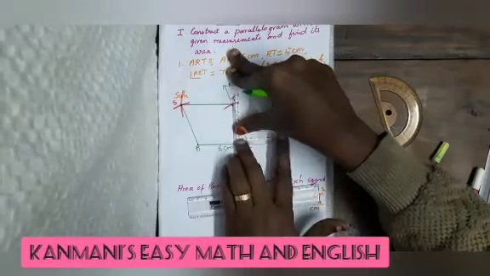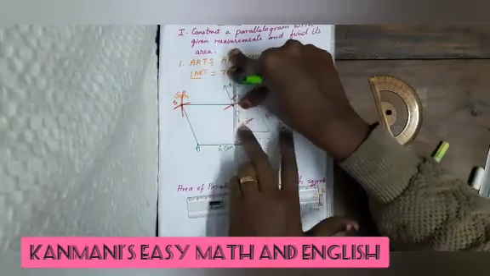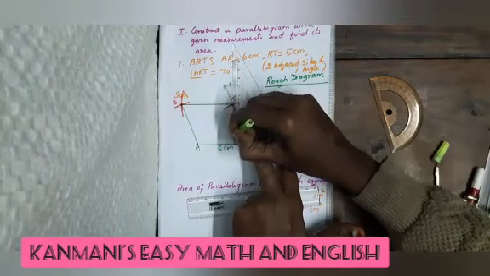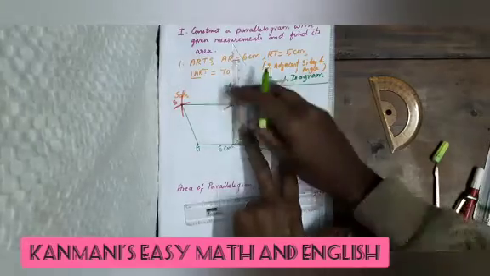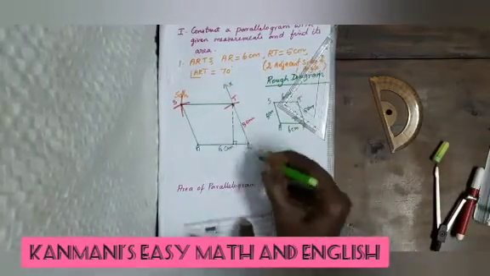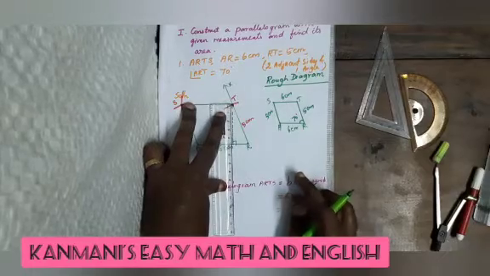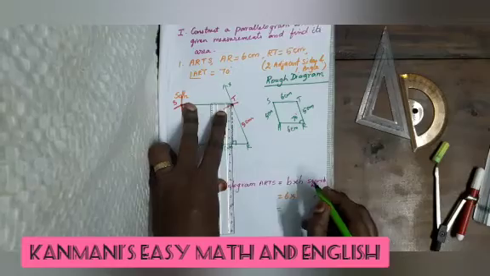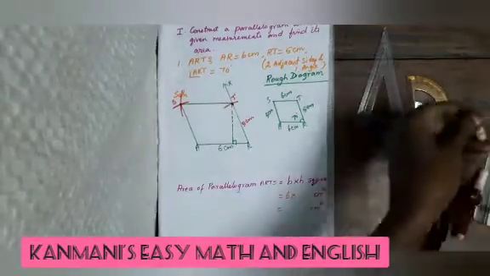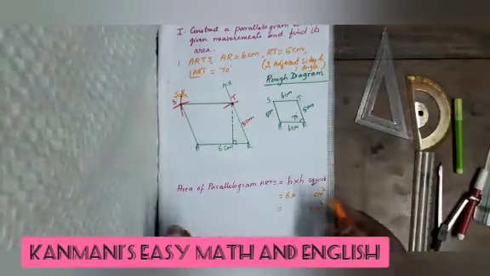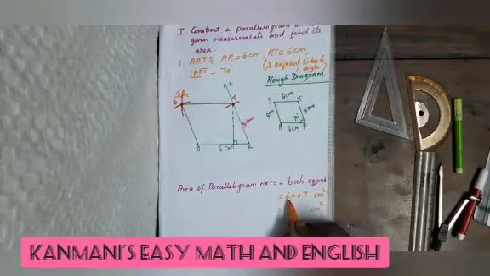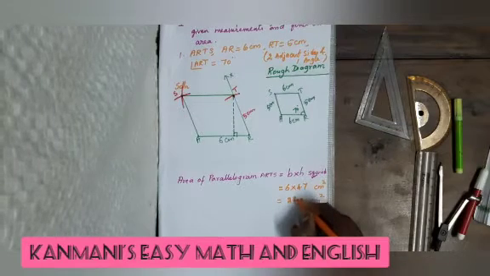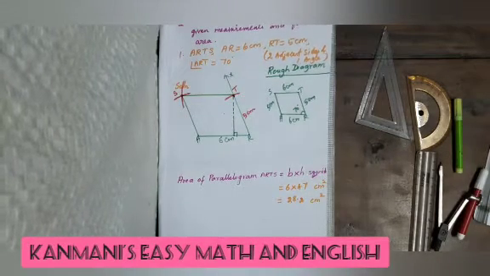So remove the scale and you fix this set square and draw a dotted line through this T so that it meets the base AR at one point. So this will be our height now. We shall measure and see the height. It is 4.7. So our height of the parallelogram ART is 4.7. Now let us multiply these two. So we'll be getting 28.2 centimeters square.